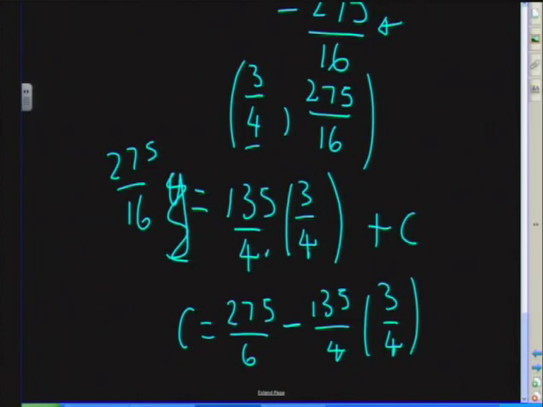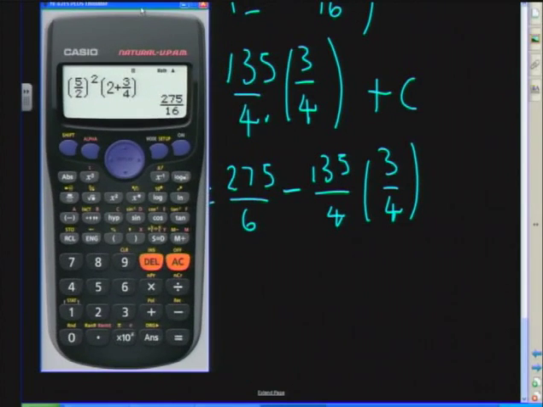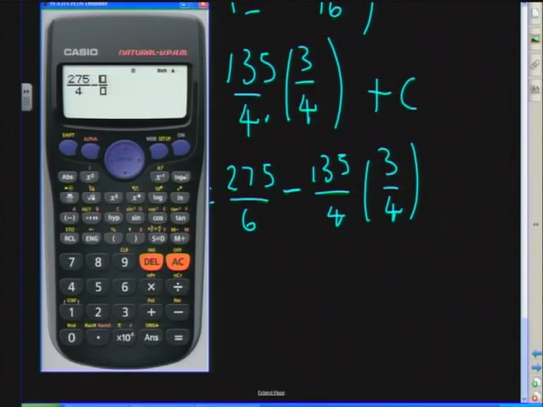Obviously, you can do all of this on your calculator, which is the best way to do it, because we're dealing with so many fractions. So we've got 275 over 4 minus... Isn't it over 16? 275 over 16. Did I make a mistake, Looney? Yes. It is quite possible. So you had 275 over 16. Oh, yay, someone is awake. Well done.